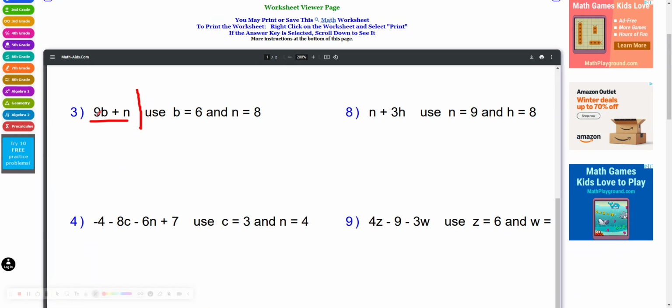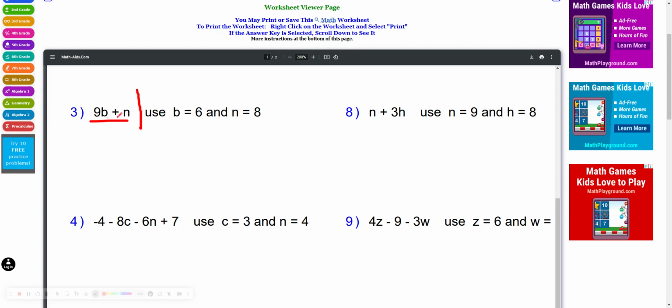So what am I doing here? Well, notice it's 9b plus n. And whenever you have variables touching, or a number and a variable touching, the implied operation is multiplication. So it's 9 times b plus n. Now, right now, I can't simplify that. That's just what it is. I don't know what b is. I don't know what n is, so I can't simplify.